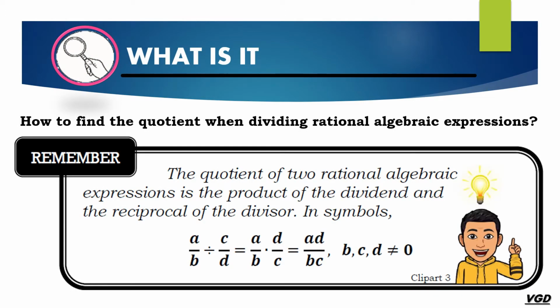What is it? How to find the quotient when dividing rational algebraic expressions? We have to remember this pattern. The quotient of two rational algebraic expressions is the product of the dividend and the reciprocal of the divisor. In symbols, we have a over b divided by c over d, which will be equal to a over b times d over c, equal to ad over bc, wherein b, c, d should not be equal to 0.